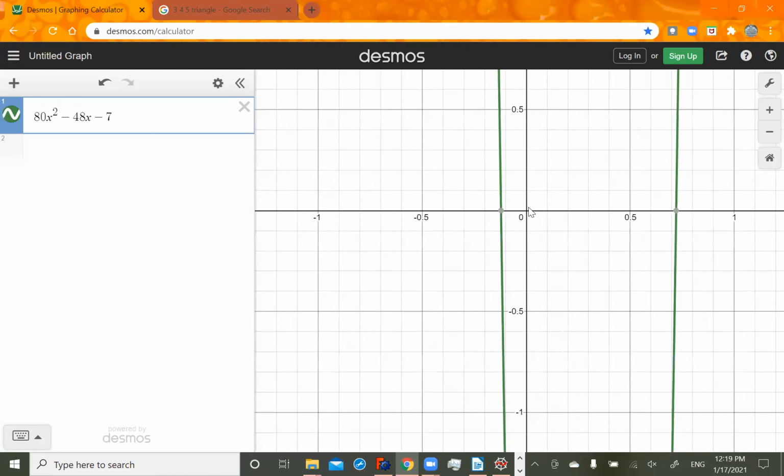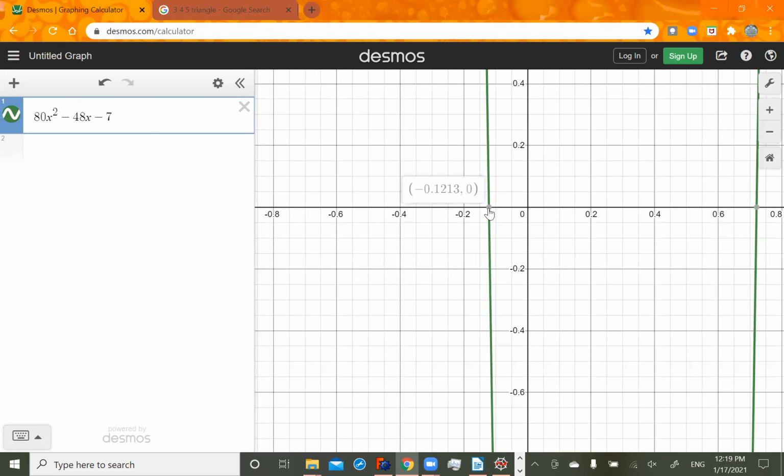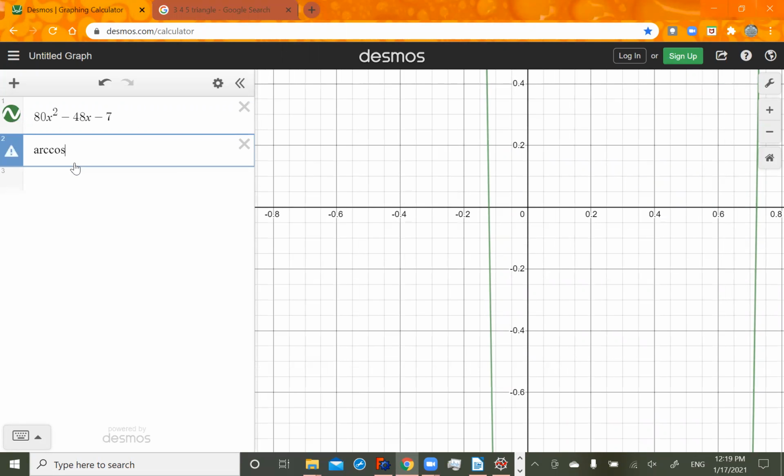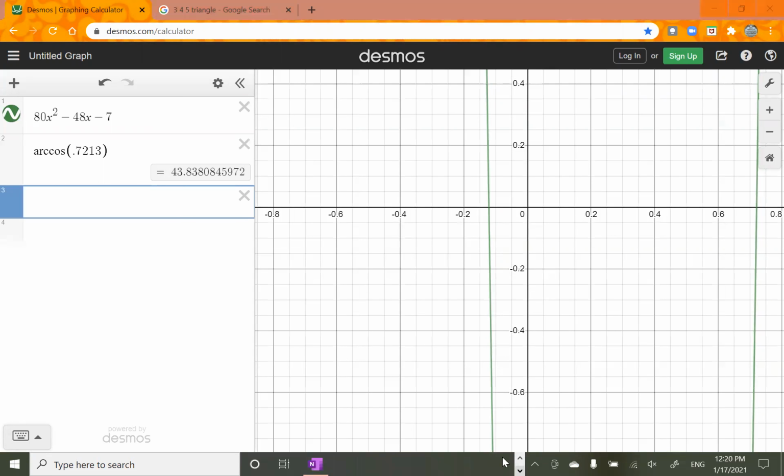You just graphically draw it out, and you find out where it crosses the 0 axis, because that's where it equals 0. Cosine can be either positive or negative, so the angle will be one of two values. Let's look at the positive case. If we have 0.7213, we're in degrees, arc cosine of 0.7213. Yep, 7213. So we get an angle of about 43.838 degrees.